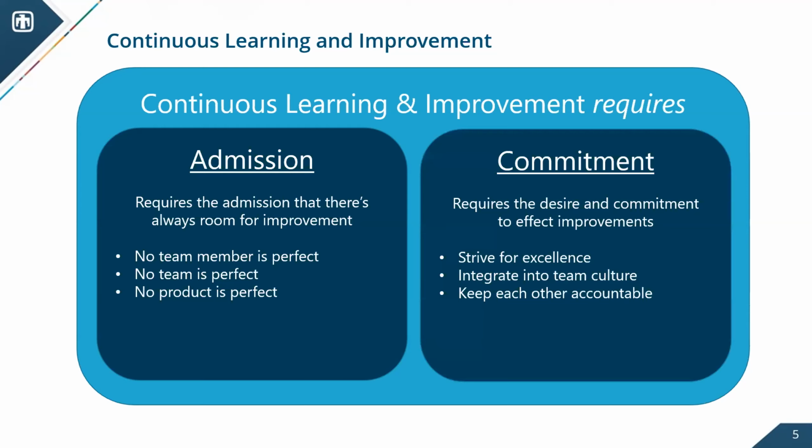And that's the second part, commitment. It requires a desired commitment to effect improvements. So we can't just admit that there's room for improvement. We have to say, okay, well, then what are we going to do about it? And that we can have a culture of striving for excellence, integrating these principles into the team culture so that everybody is aware of it, and keeping each other accountable for this desire to improve.